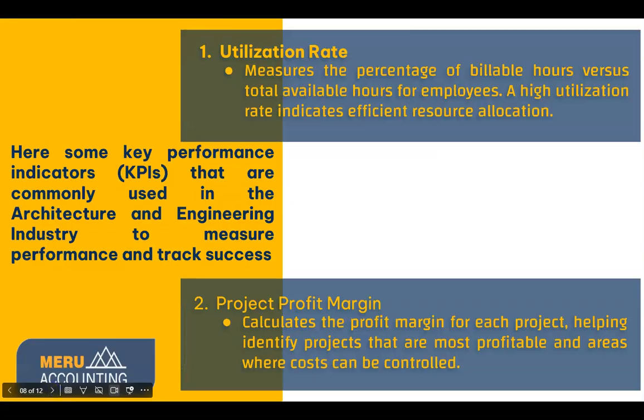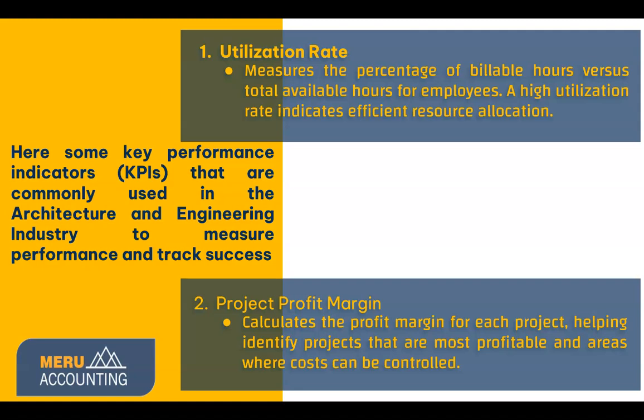So, here are some KPIs that are commonly used in the architecture and engineering industry to measure performance and track success. Utilization rate. The utilization rate measures the percentage of billable hours versus the total available hours of employees. A high utilization rate signifies effective resource allocation, ensuring optimal productivity and profitability for an architecture and engineering firm.